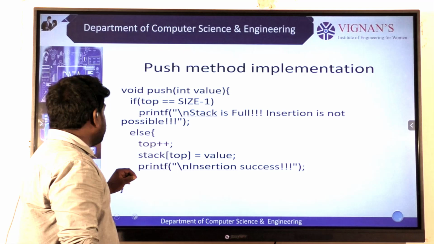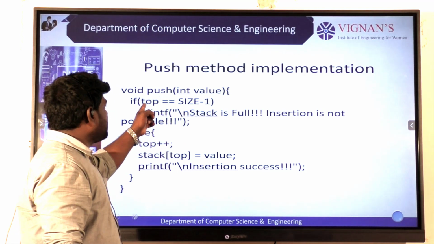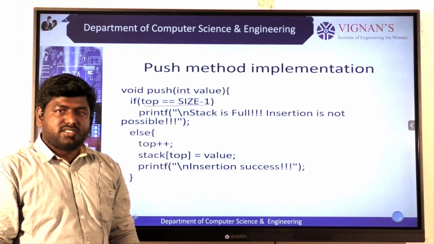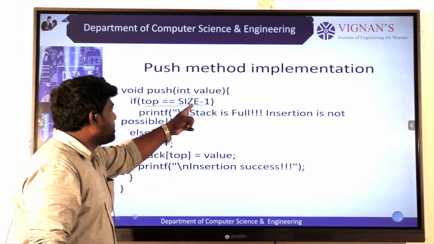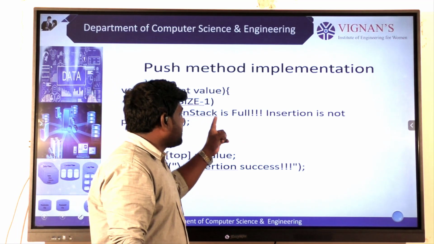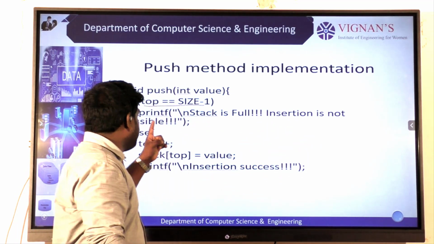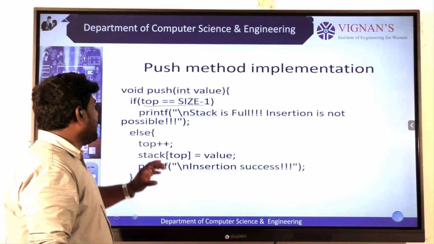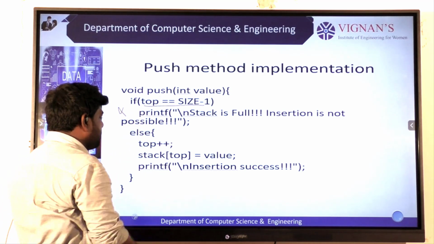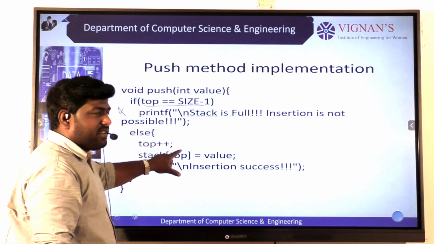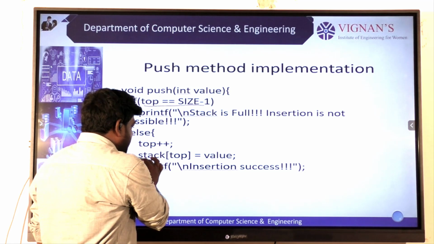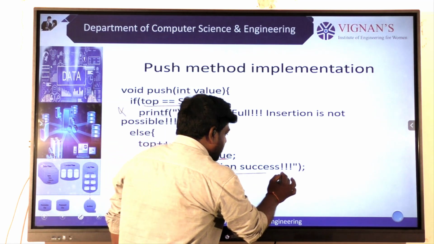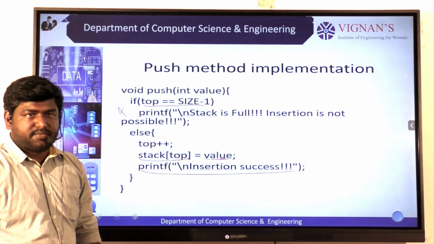Here I'm checking the condition. What is the condition for overflow? Top equal to size - 1. If top is equal to size - 1, I'm printing that the stack is full, insertion is not possible, and moving out from the function. If it fails, I'm moving to the else part, and top is incremented, and based on the top value, I'm inserting a new element, and then I'm printing that the insertion was a success.